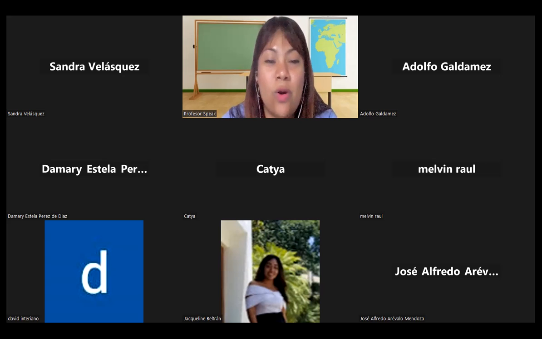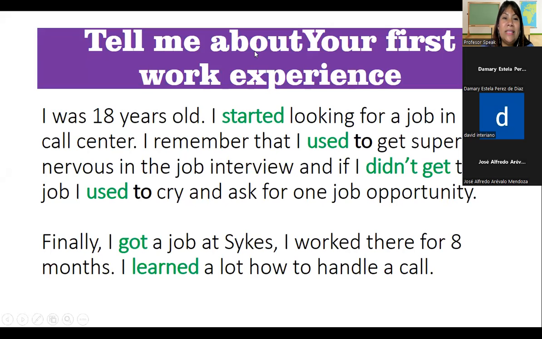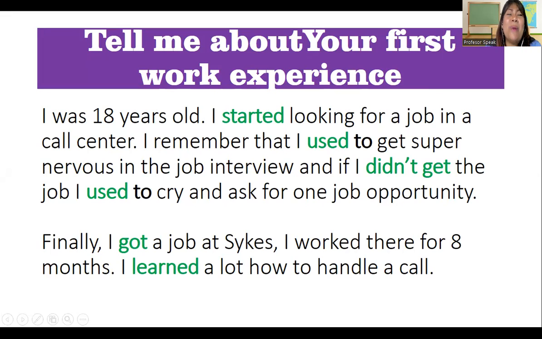Okay, let me explain you the activity or a little homework that you have, well, actually for tomorrow. Wait, give me a second. Okay, let me explain about myself. The question is, tell me about your first experience at work. And Mai says, when I was 18 years old, I started looking for a job in a call center. I remember that I used to get super nervous in the job interview, and I didn't get the job. I used to cry and ask for one job opportunity. Finally, I got a job at Sykes, and I worked there for 8 months. I learned a lot how to handle phone calls. So this is my experience. In the past, I was all the time super nervous, but nowadays I get relaxed.